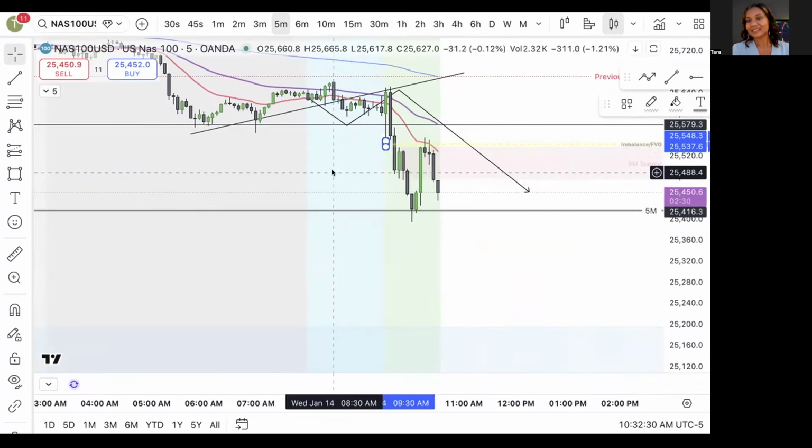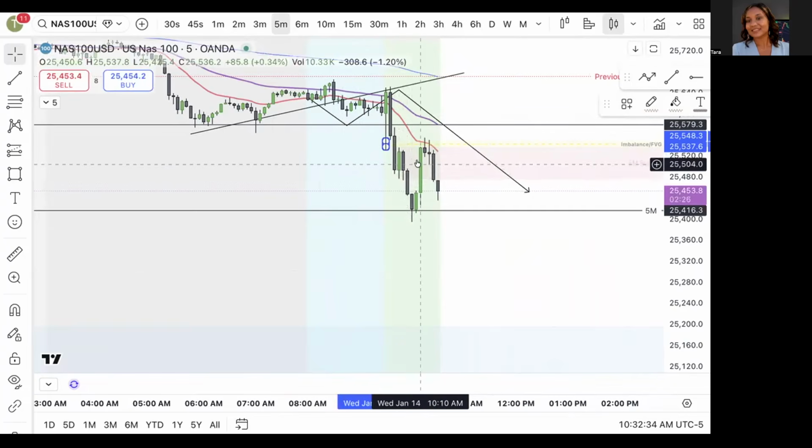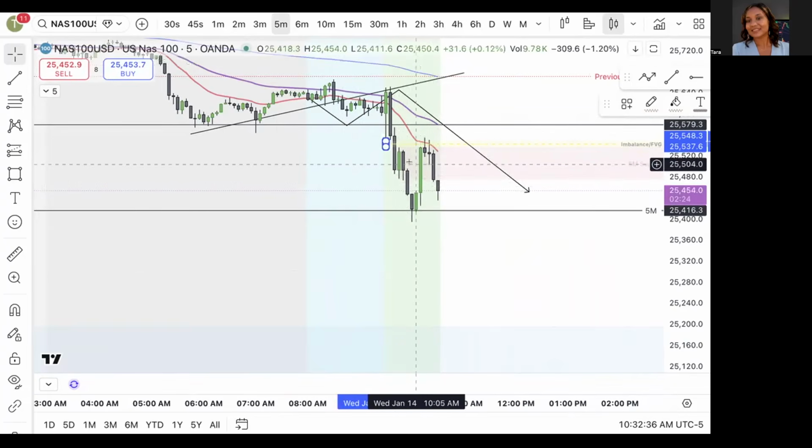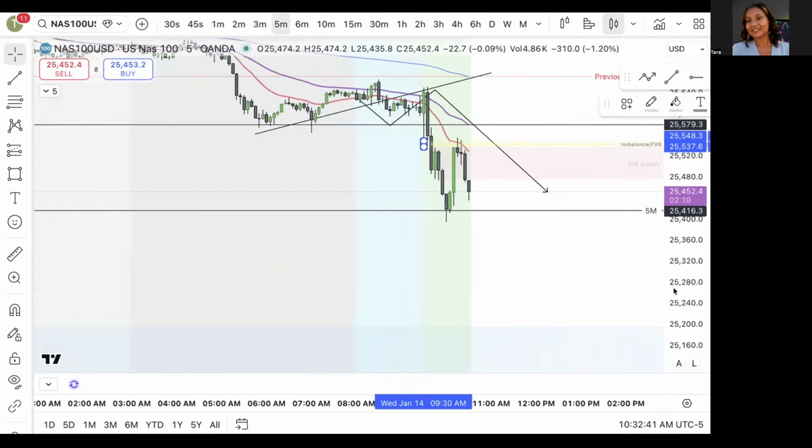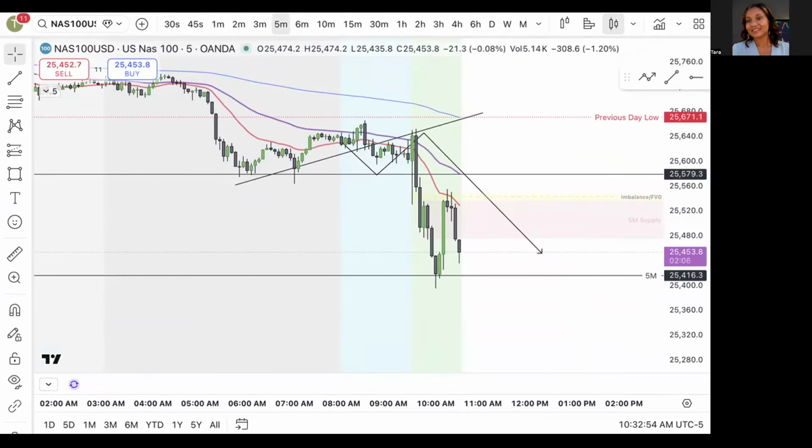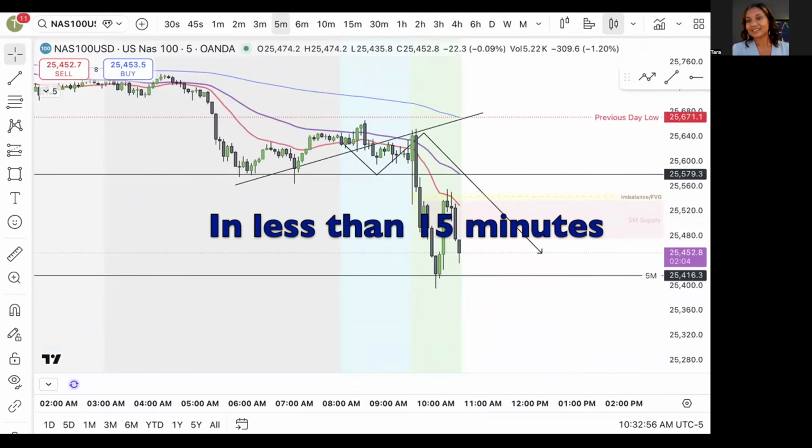And I decided to just take it down to this area, down to this imbalance in here, and just try to get halfway just in case it bounced back. And that was our trade. Okay. We followed our rules and had a successful scalp on NAS.